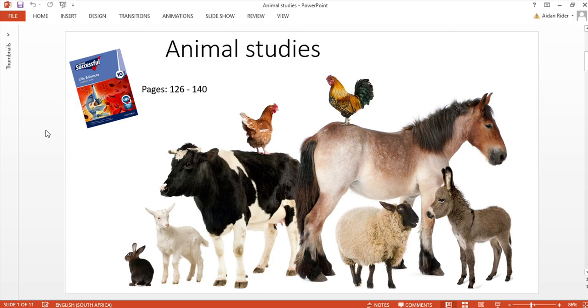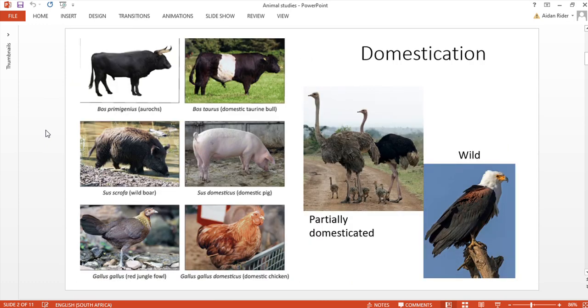So yes, we're looking at animals and where animals came from, what we do with them, why we actually breed them, and what we use them for in agriculture. So let's first of all look at the domestication of all these animals. If you knew or didn't know, most animals that we farm with today actually were wild. You know, their ancestors were wild animals.